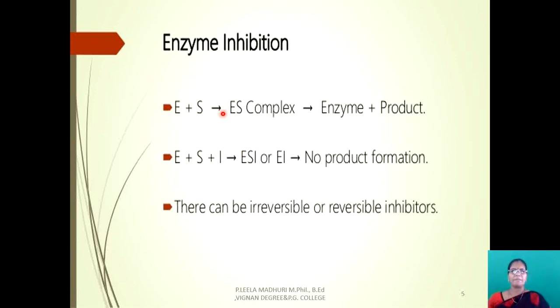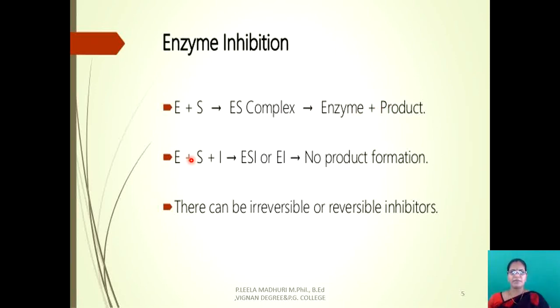Coming to the representation of enzyme inhibition. Enzyme plus substrate gives rise to the enzyme substrate complex. This will move forward to give enzyme and product. This condition occurs in the absence of inhibitor. So the general enzyme catalyzed reaction can be represented as enzyme plus substrate giving rise to the enzyme substrate complex, which leads to the formation of product and releases the free enzyme.